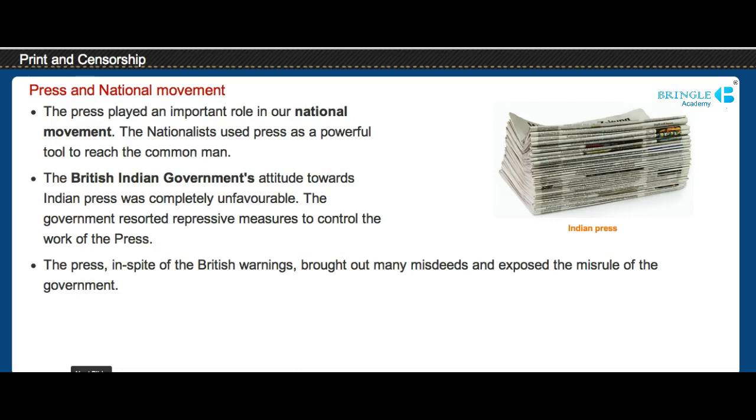The press played an important role in our national movement. The nationalists used the press as a powerful tool to reach the common man. The British Indian government's attitude towards the Indian press was completely unfavorable. The government resorted to repressive measures to control the work of the press. The press brought out many misdeeds and exposed the misrule of the government.